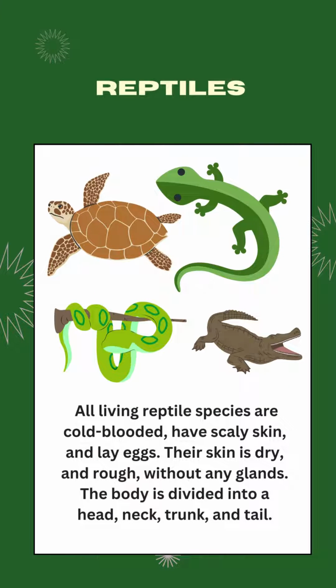Reptiles. All living reptile species are cold-blooded, have scaly skin, and lay eggs. Their skin is dry and rough, without any glands. The body is divided into a head, neck, trunk, and tail.